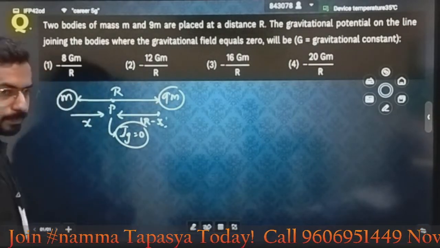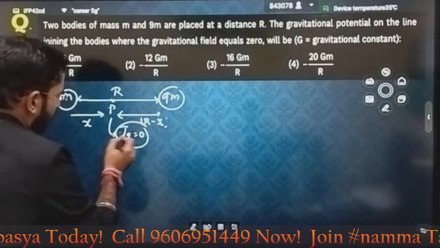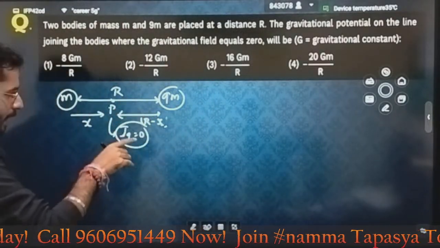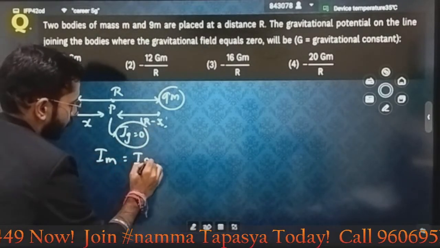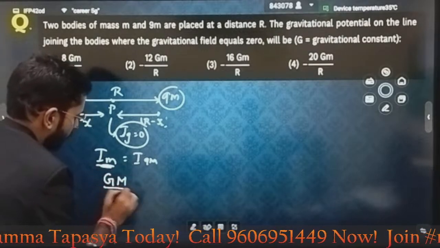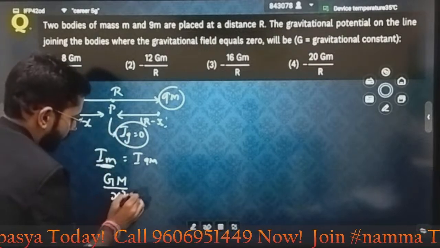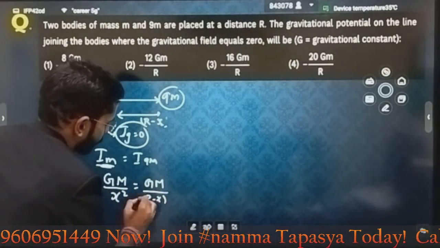R minus x. Correct? It will become r minus x. Now further solve it. I want that it will be 0. That means I can say gravitation field intensity due to m is equal to gravitation field intensity due to 9m. I know the formula of gravitation field intensity. This is Gm divided by x square, equal to Gm divided by r minus x whole square.